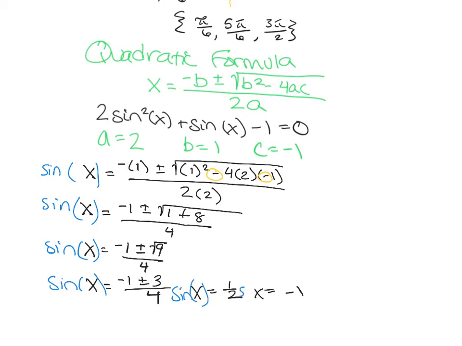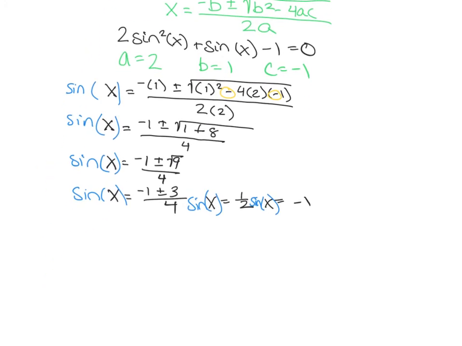Ooh, I did not leave myself enough space over here. All right, so let's split this up into our 2 separate problems. Move this up again, get that into the black. There we go. So what we really have is sine of x is equal to 1/2, and sine of x is equal to negative 1.